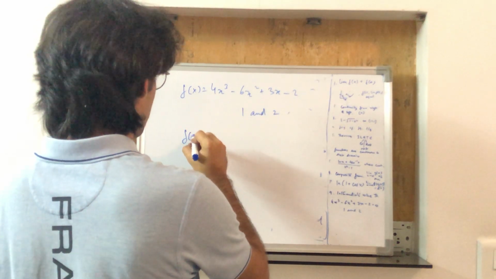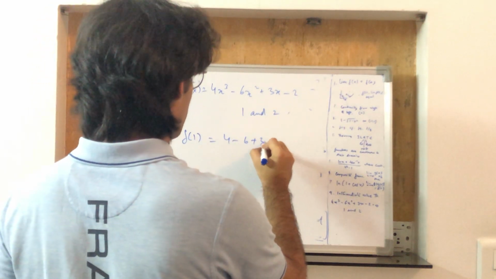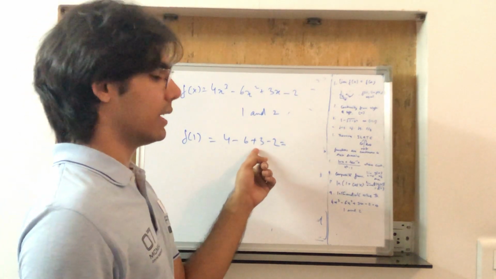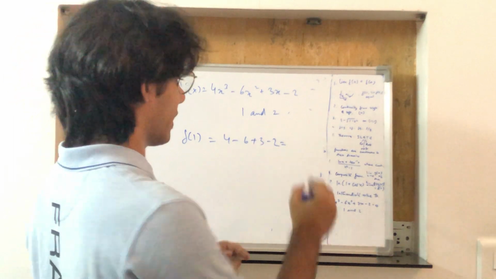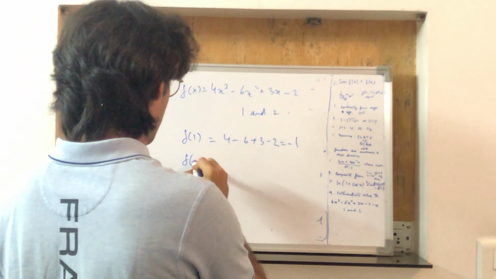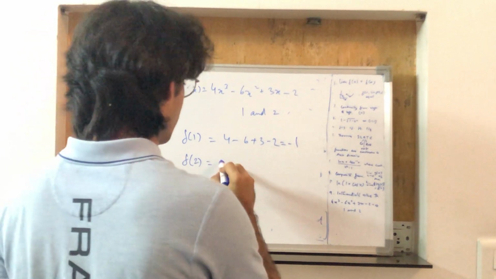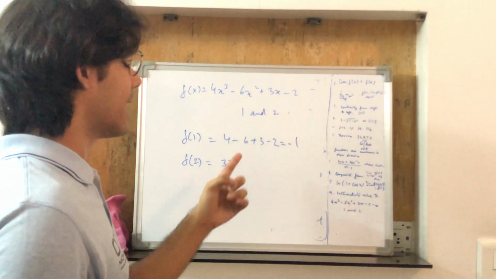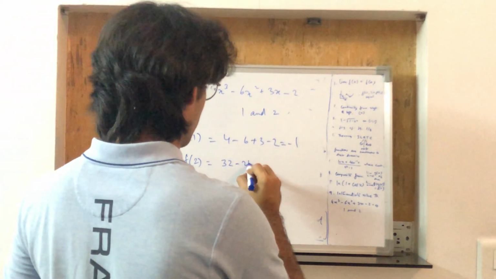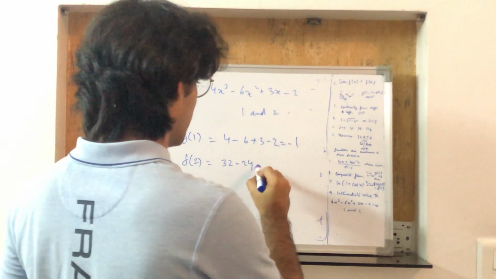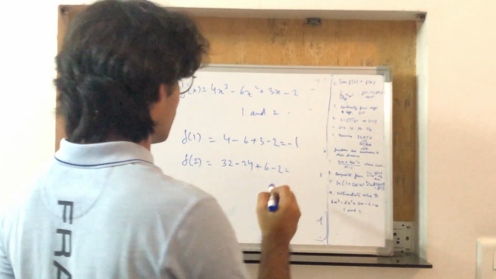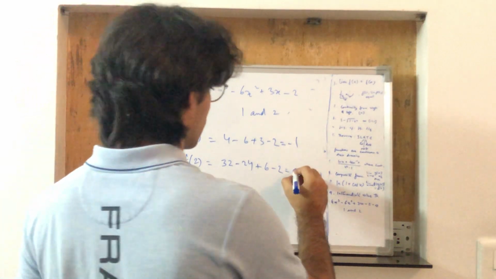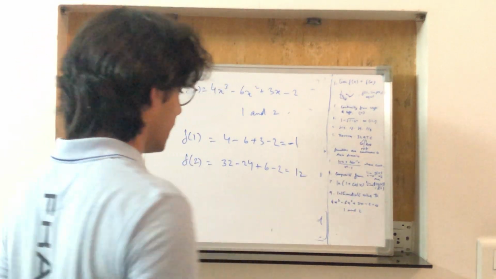I find f of 1, which gives me 4 minus 6 plus 3 minus 2. 4 minus 6 is negative 2, plus 3 is 1, minus 2 is negative 1. And f of 2 is 4 times 8, which is 32, minus 6 times 4, which is 24, plus 3 times 2, which is 6, minus 2. 32 minus 24 is 8, plus 6 is 14, minus 2 is 12. So negative 1 and 12.